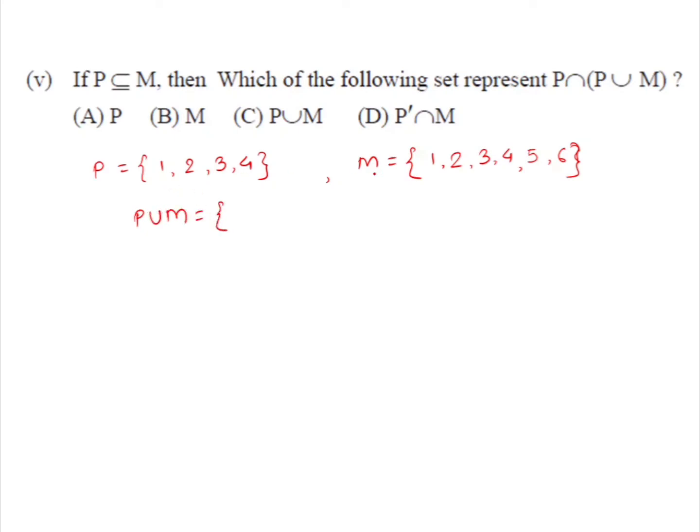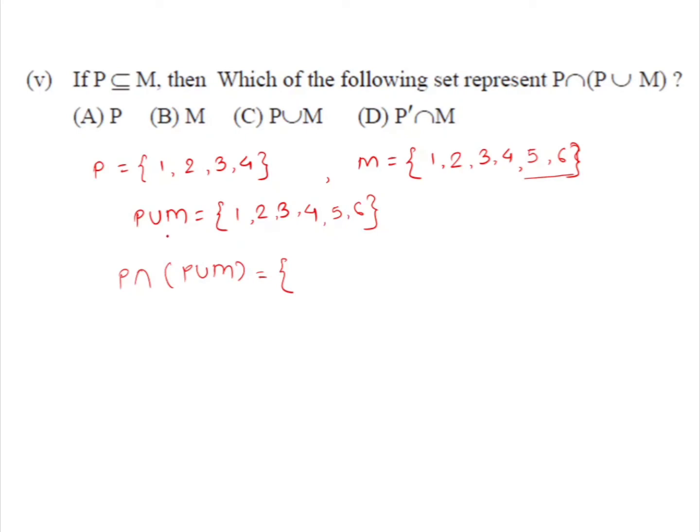To make a union of these two sets, we have to collect all the elements from both of these two sets. So we have 1, 2, 3, 4. These are the 4 elements from set P, and apart from that there are 2 more elements in set M. So we have to add those also so as to get P union M. Now we have to find P intersection P union M. So this is P union M.